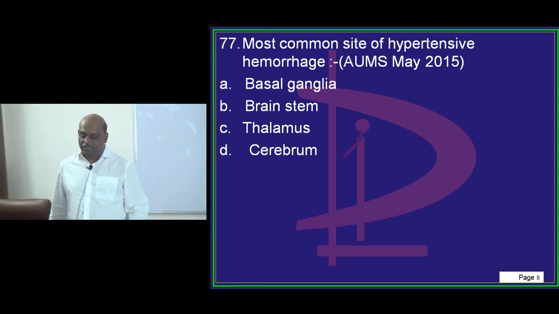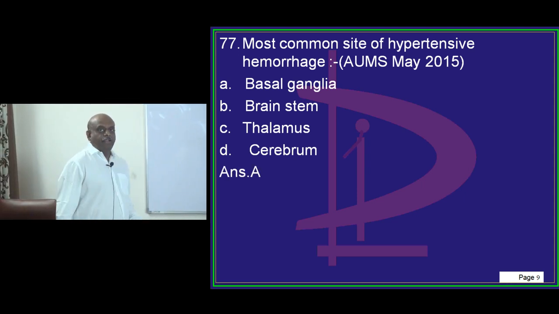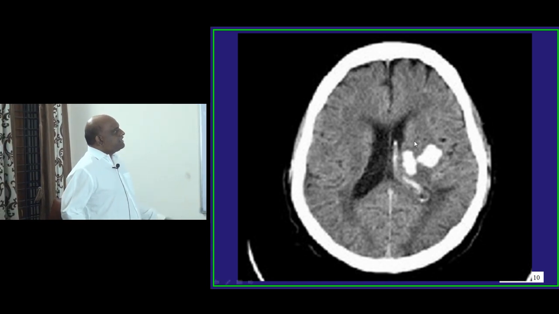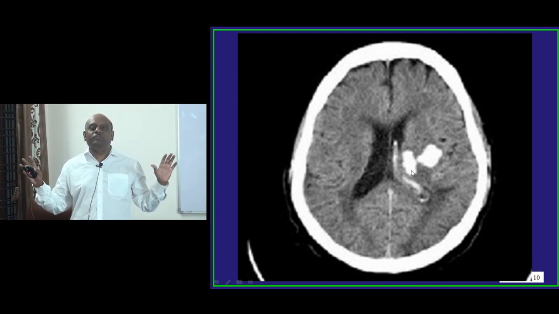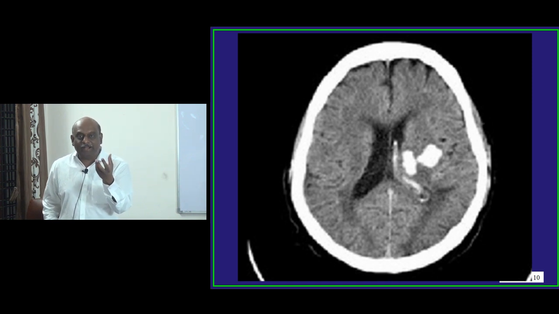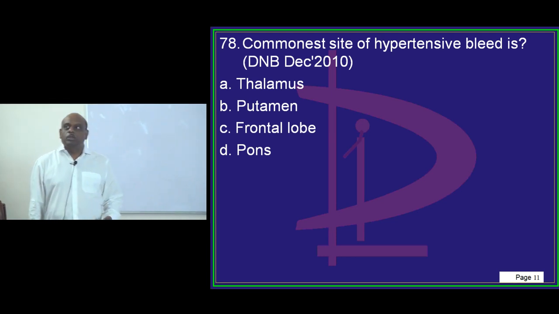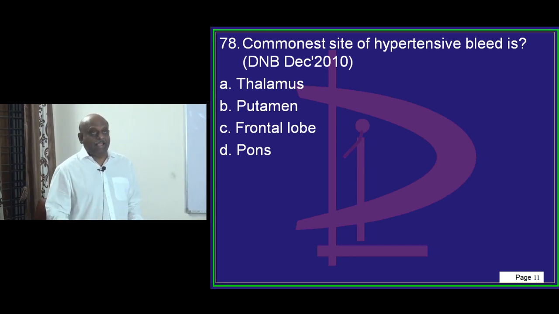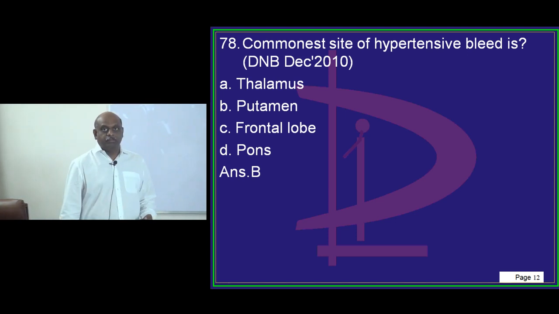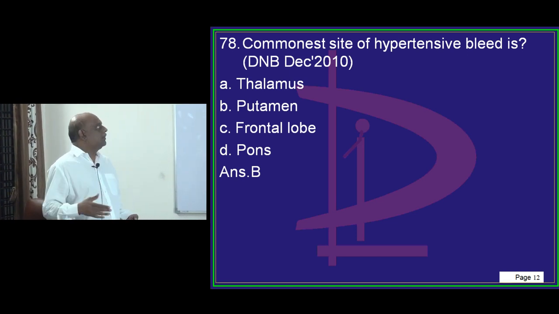Come on to the most common site for this hypertensive hemorrhage, a favorite question of the examiner. It is the basal ganglia. This is the classical location of the basal ganglia. What are basal ganglia? In that entire ocean of white matter, you have islands of gray matter, and those islands of gray matter constitute what is called the basal ganglia, into which the bleed can occur. So between the thalamus and the putamen, the basal ganglia, which is the commonest site? Between the two, it is the ganglionic bleed which is much more common. That is what you have to remember.